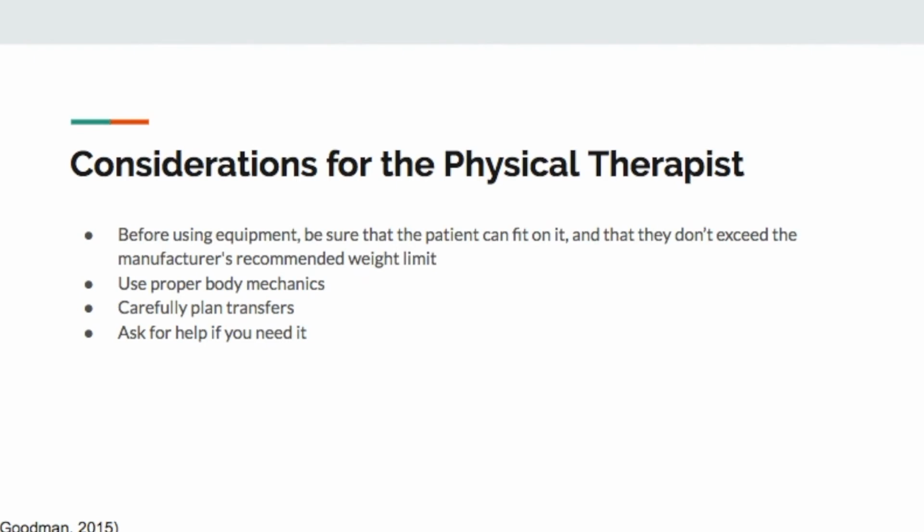Just make sure when we're using equipment that the patient can actually fit on the equipment, as that can be detrimental and embarrassing. We want to get them into the gym and have them exercise, and this will probably dissuade them from coming back. Make sure they're using proper body mechanics. They likely haven't exercised much throughout their life, so they might not know, and this can lead to more injuries. Make sure you plan your transfers and ask for help if you need it. A lot of these patients need more than one helper in order to be safe.